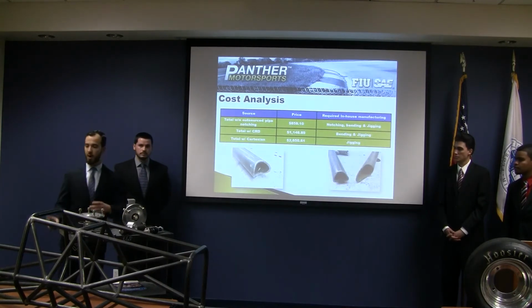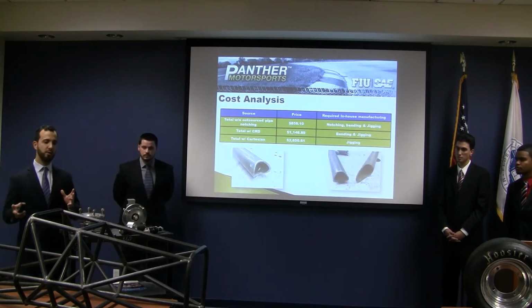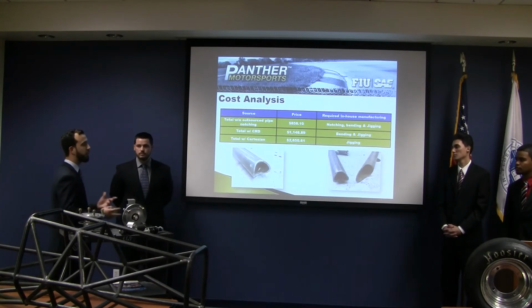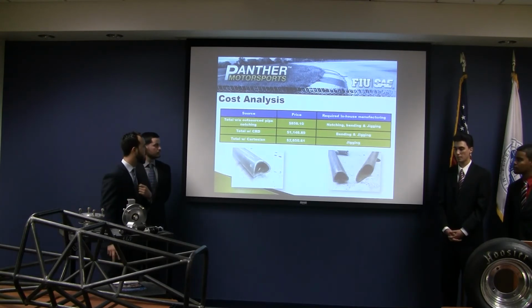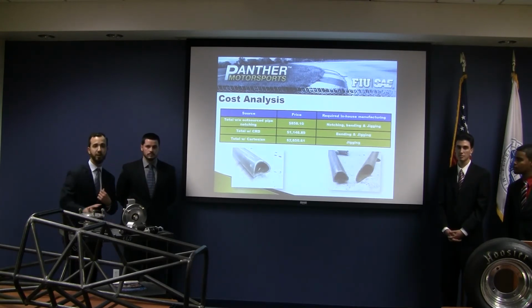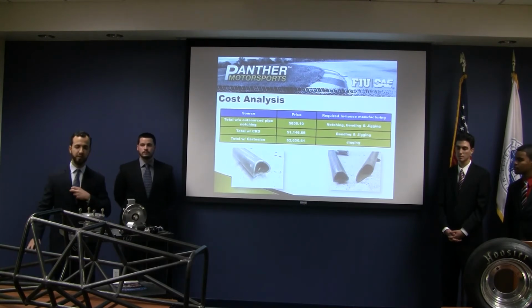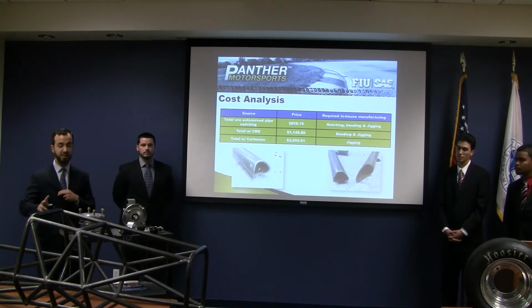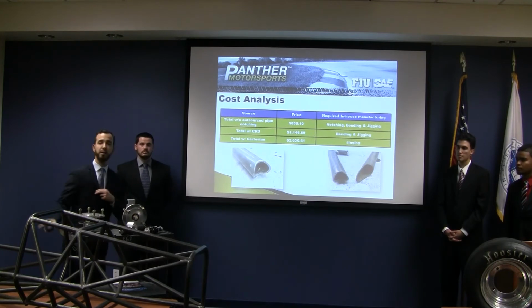So this is how we've approached prototype 1 and 2 for choosing who to outsource to and what to do with our chassis. The first row we see is a price of about $850 if we would do the whole thing ourselves, which we did in 2012. We did it ourselves, and it took about 2.5 months to just finish the chassis. And this includes cutting, notching, bending, jigging, and welding all in-house.